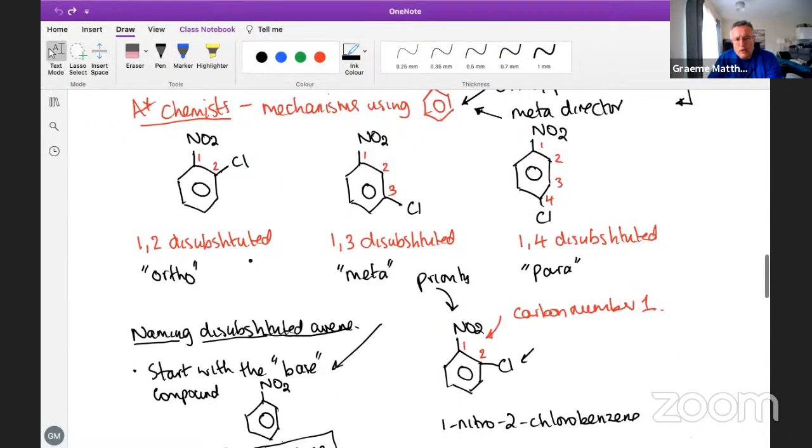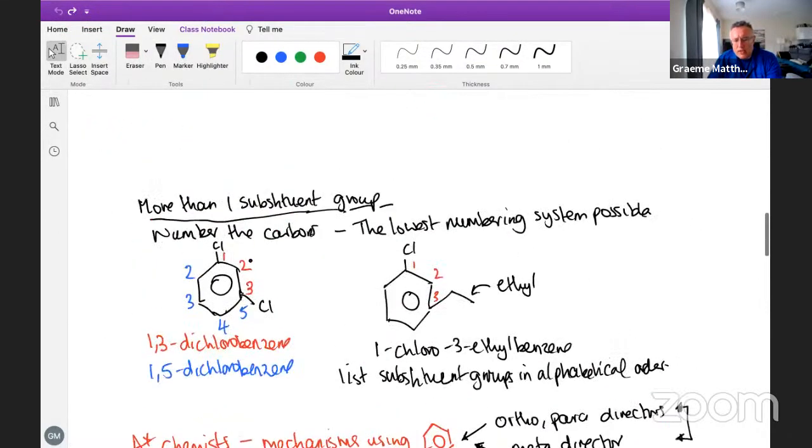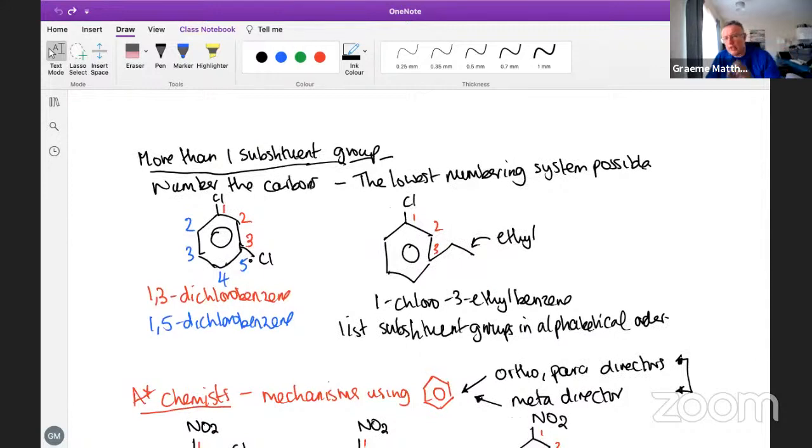I don't know. Right, look, it's the same thing as when you had more than one substituent group on an aliphatic, like a straight chain carbon, like pentane or hexane. You had to number the carbons using the lowest numbering system possible, right? Like your teacher probably taught you, number from left to right, and then from right to left, and whichever numbering system gives you the lowest numbers, this is the one to use.